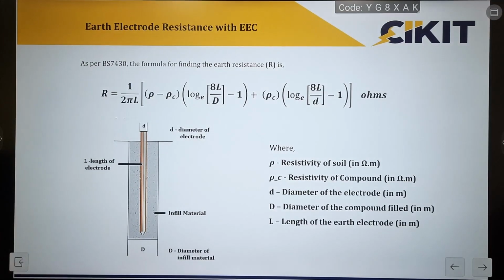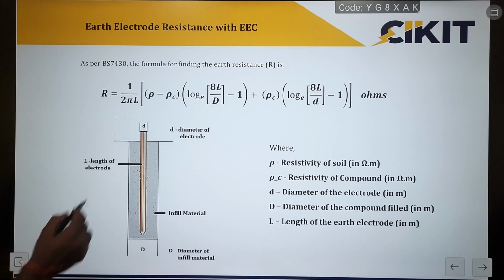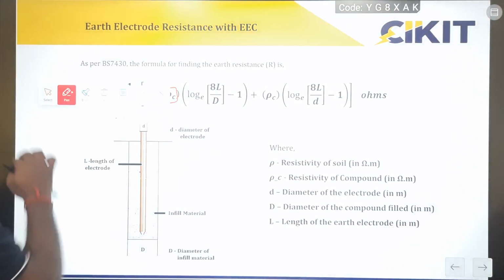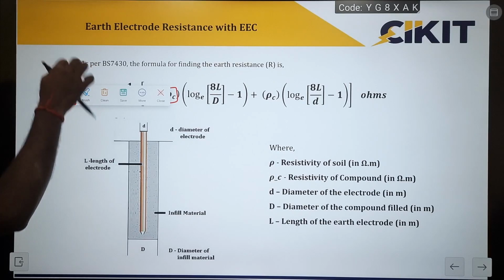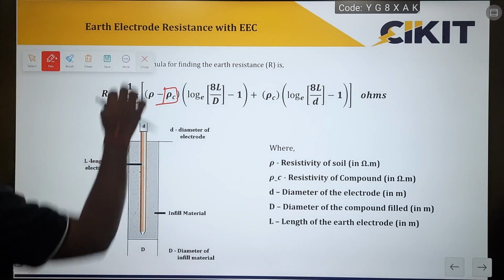This is the formula provided by the standard for calculating the earth electrode resistance along with the earth enhancing compound. In the previous formulas, we have not used the term ρC, which is the resistivity of the compound. This is the formula for calculating the earth electrode resistance value using the earth enhancing compound.